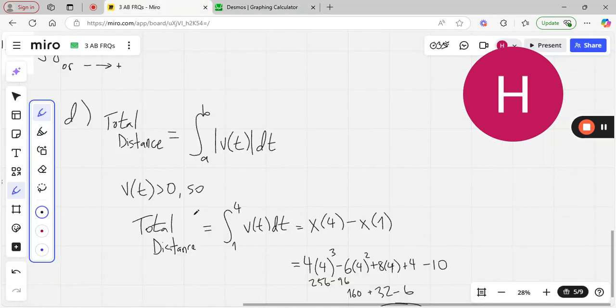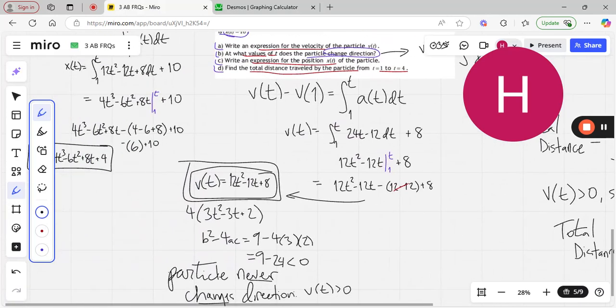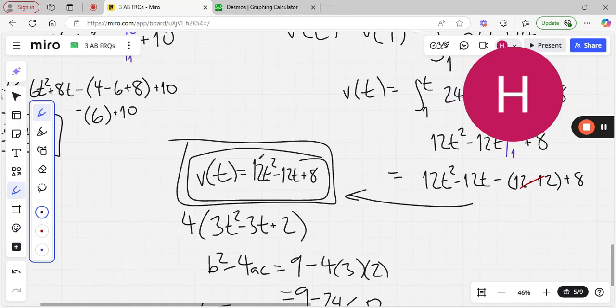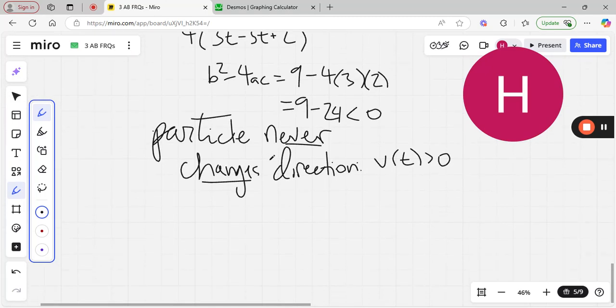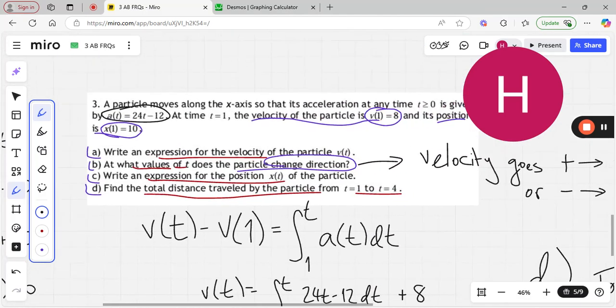Okay, so that's how we use Desmos to speed up our processes. It's not required. I did most of this by hand, you'll notice. And then we did use this algebra 2 fact or algebra 1 fact that checking with the discriminant gives us the conclusion that this velocity will never be 0. Therefore, the particle never changes direction. Bit of a trick question there.